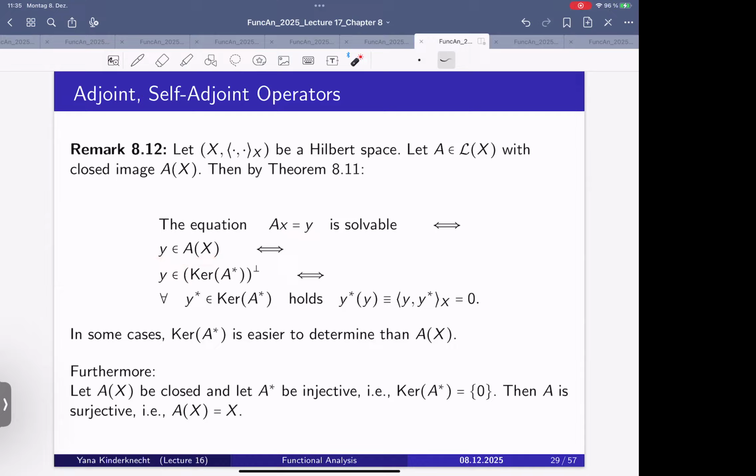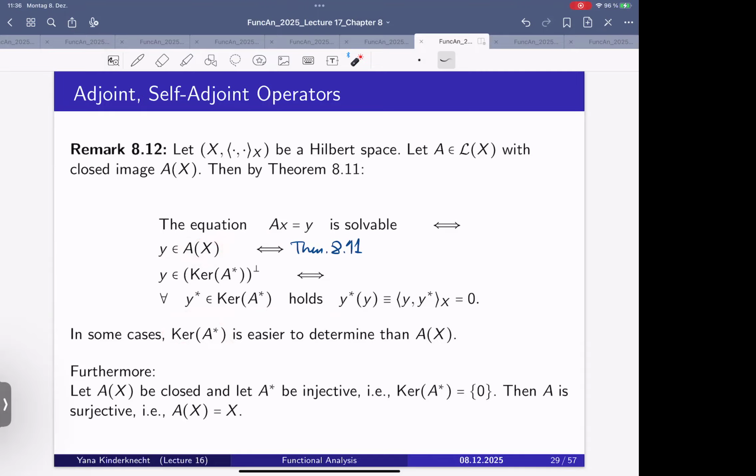And now here, using this theorem which we have just shown, this means that y lives in the orthogonal complement to the kernel of A star. What does it mean? It means that for any y star from the kernel of A star, the following holds. In some cases, it is easier to find this set than to find this set.